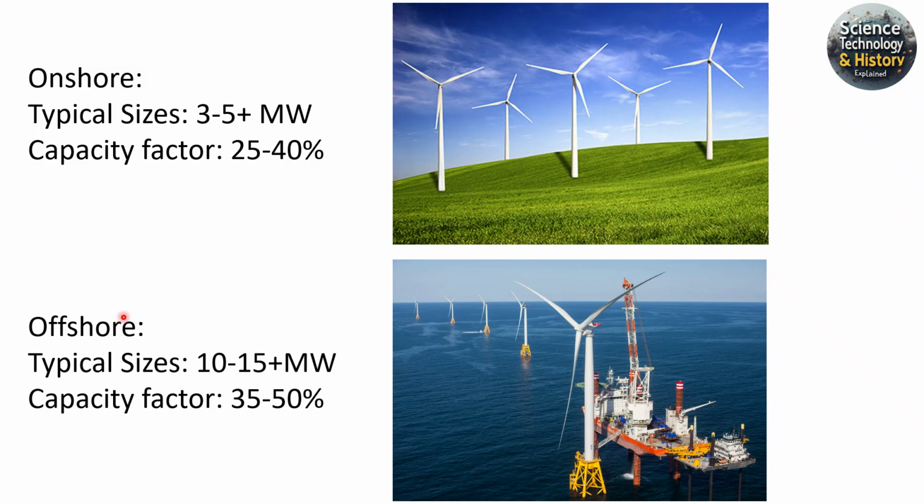If we look at offshore, where we have typically larger wind turbines, the typical sizes here are 10 to 15 megawatts. I checked, the largest one is a Chinese 26 megawatt wind turbine, and offshore has a higher capacity factor. The winds on the sea and the oceans are a bit more predictable and a bit stronger, so therefore you get, let's say, 35 to 50% capacity factor over the year.